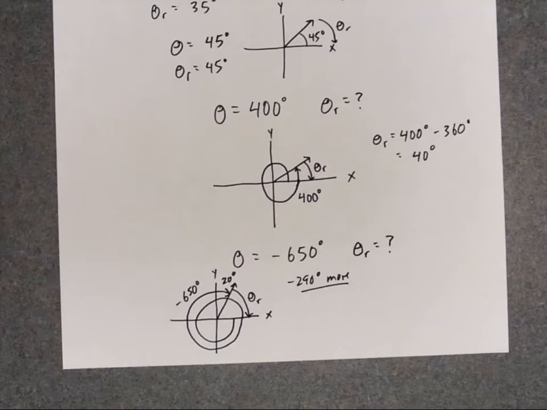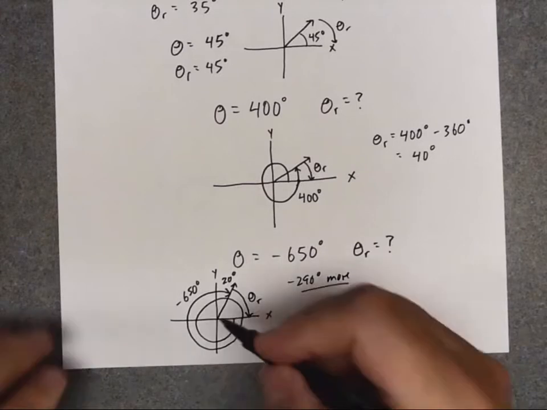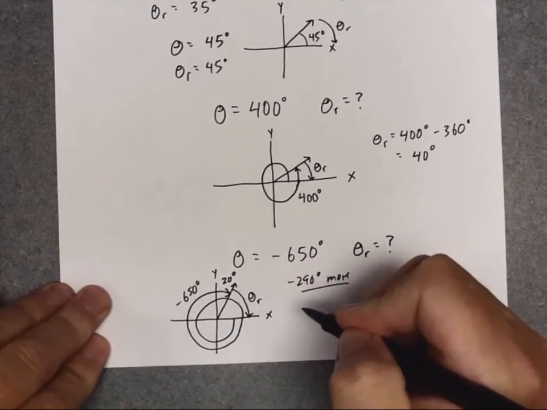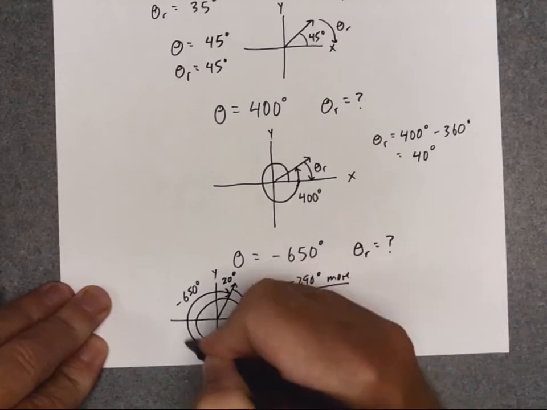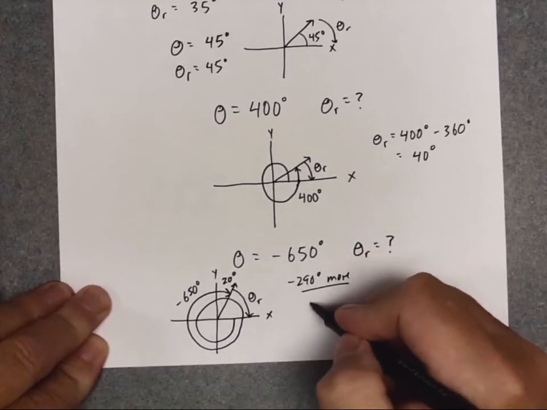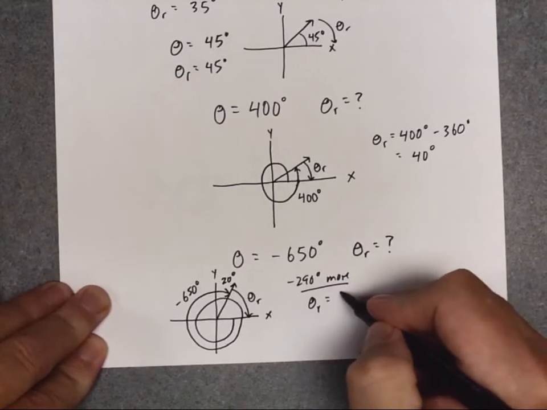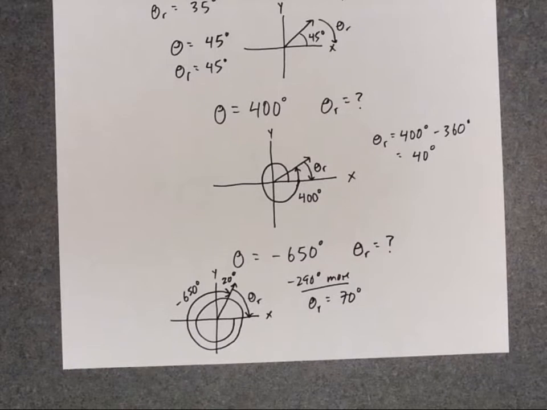So hopefully, from what we just showed, we know that little angle there is 20 degrees, because 290 degrees more, 270 degrees is here, and 20 degrees past. So therefore, hopefully all of you can see that the reference angle would be 70 degrees. And once again, reference angles are always positive degrees. All right, so that's the idea.